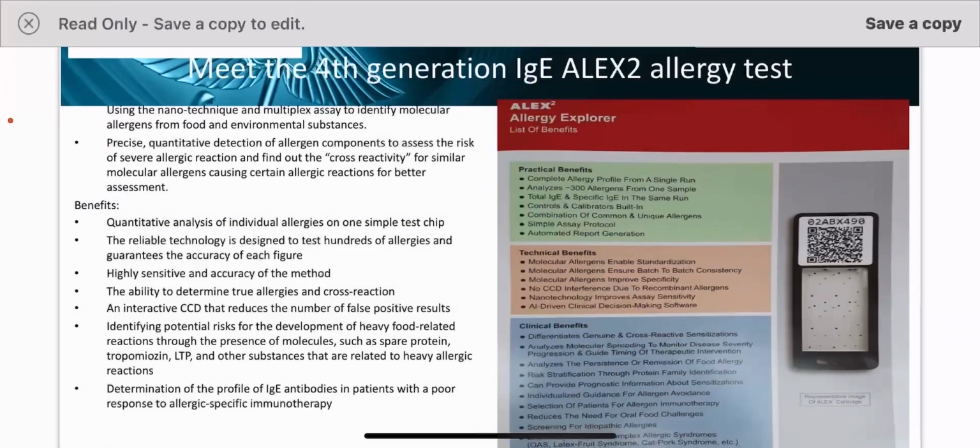The practical benefit, of course, is the quantitative analysis of individual allergies on a simple test chip. The reliable technology is designed to test hundreds of allergens, and it is highly sensitive and accurate, and it actually determines the true allergies, and of course it also tells about the cross reactions. The interactive CCD blocking reduces the false positive reactions. So it identifies the potential risk for the development of heavy food related reactions due to the presence of molecules such as storage protein, tropomyosin, LTP, and other substances.